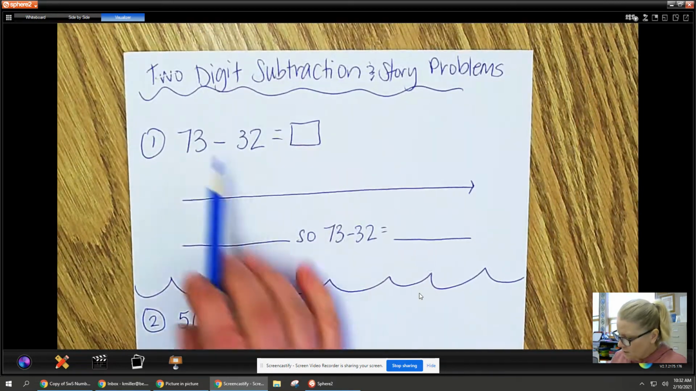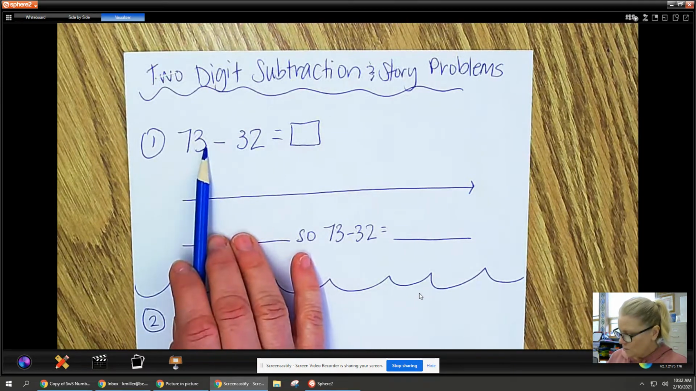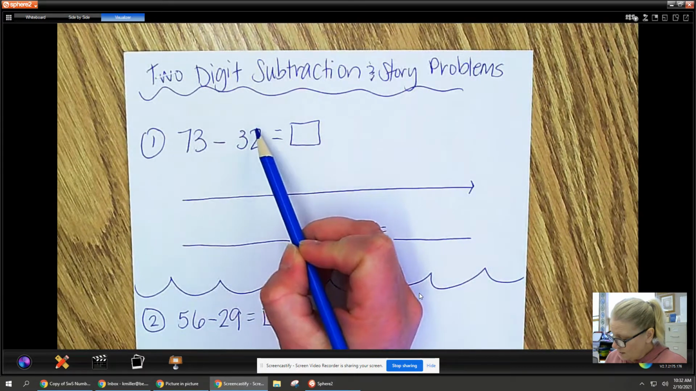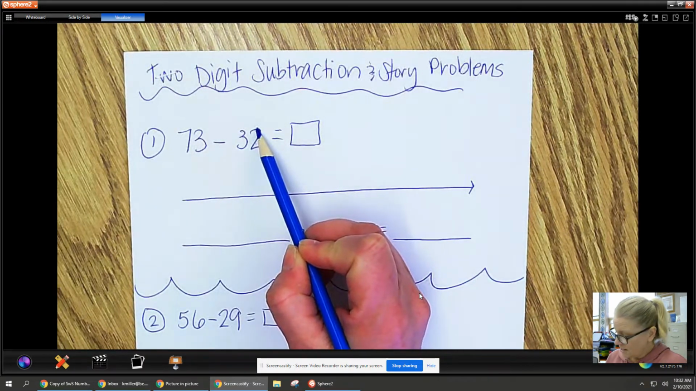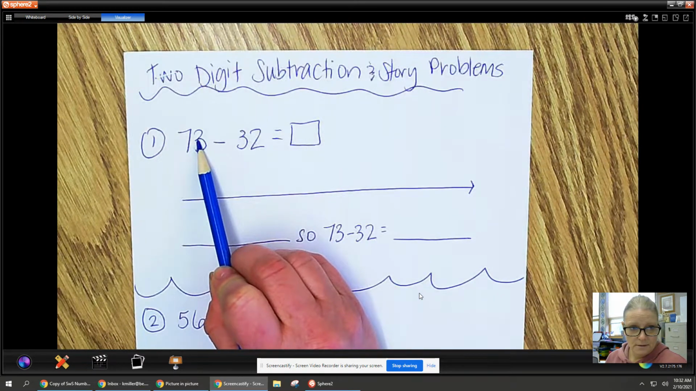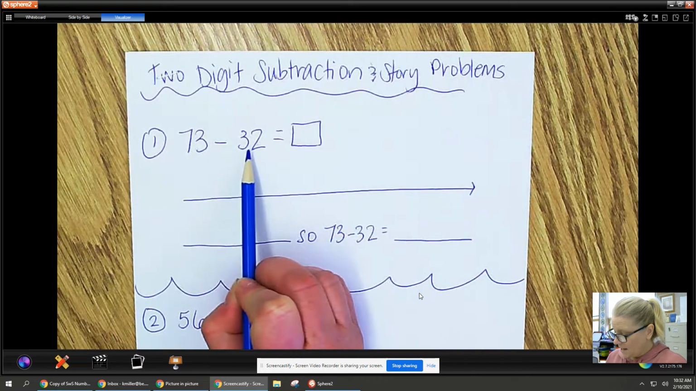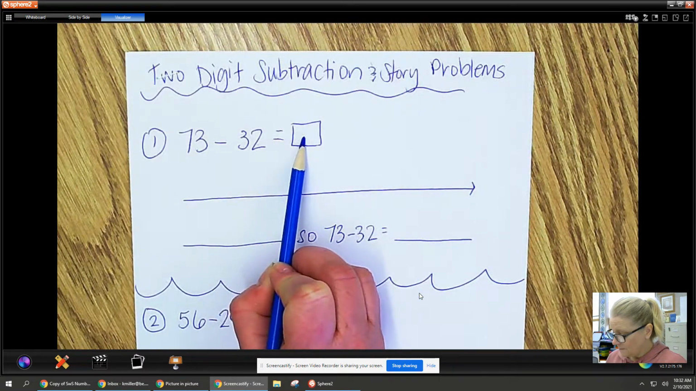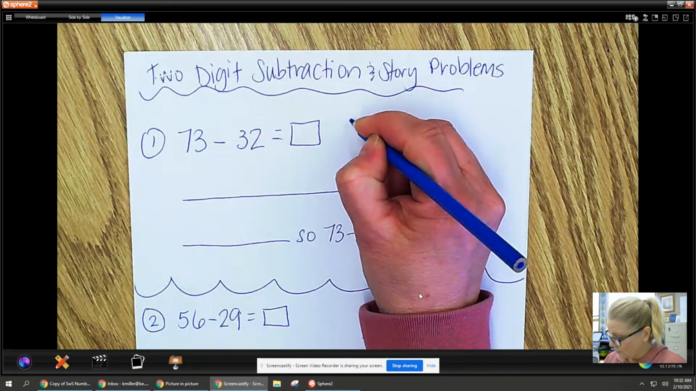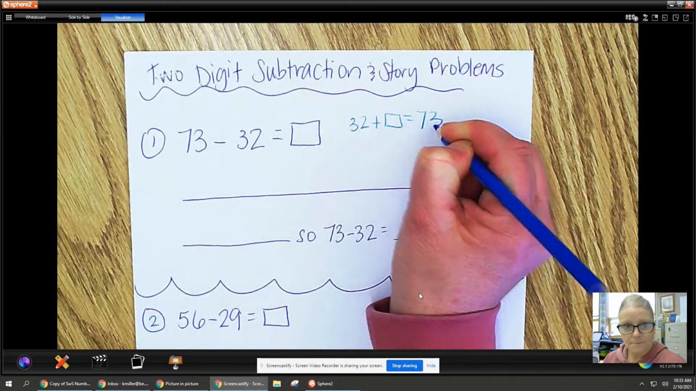So when you have two-digit numbers and you're subtracting them, they're kind of big. One way to think about subtraction is to make it into an addition. Whatever number is here for a subtraction and here, those should be added up to get this answer. So I'm going to use the number line strategy. Again, if I take this number and add to here, then I change it into an addition problem. So I could change it to 32 plus box equals 73.